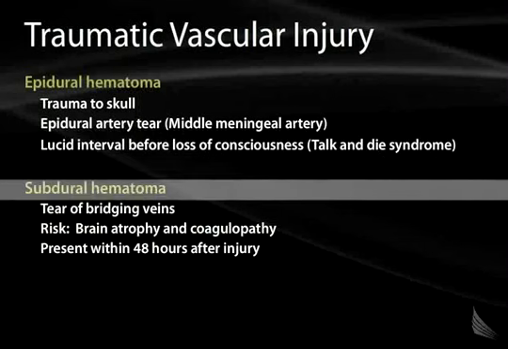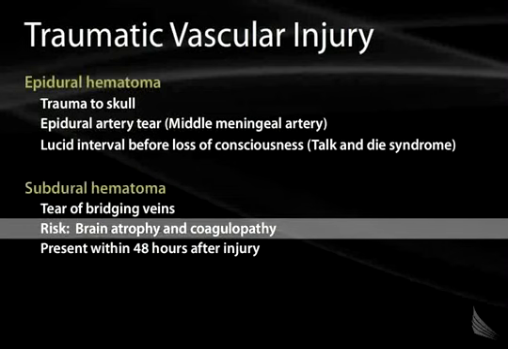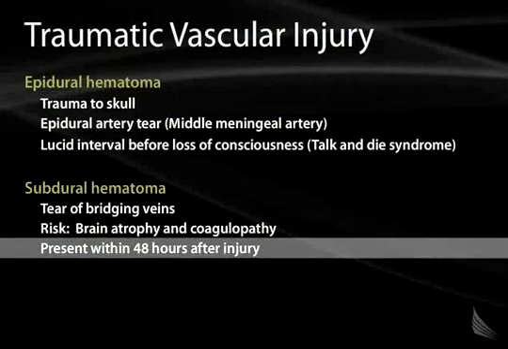Subdural hematoma is tearing of bridging veins. Risk factors for that are brain atrophy and coagulopathy, such as being an alcoholic or being on Coumadin, which makes the blood thinning severe. This can present within 48 hours after an injury.